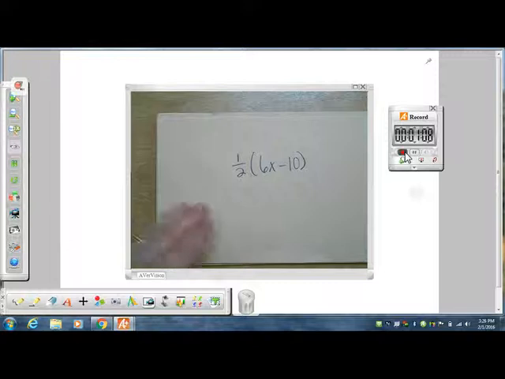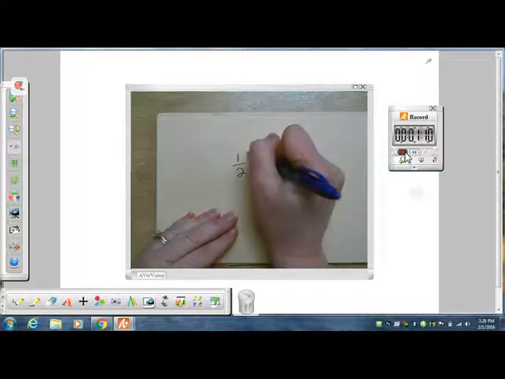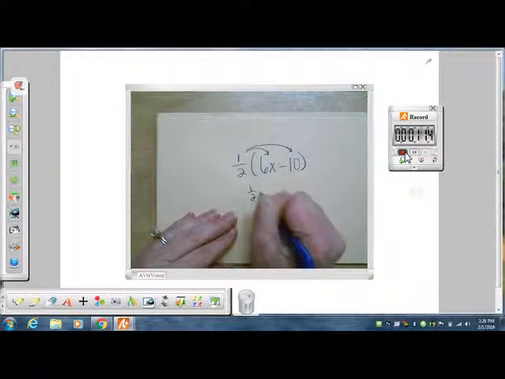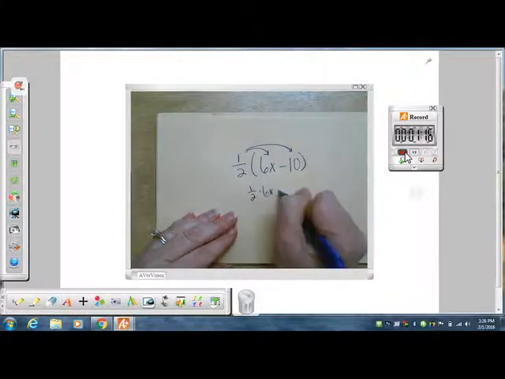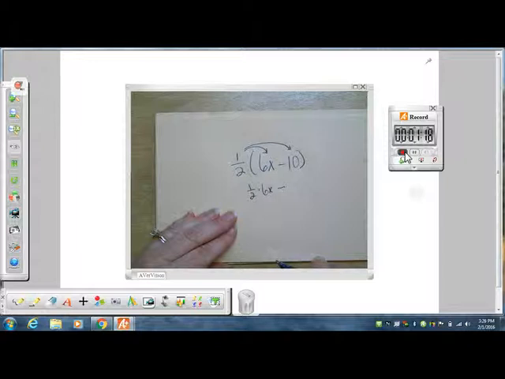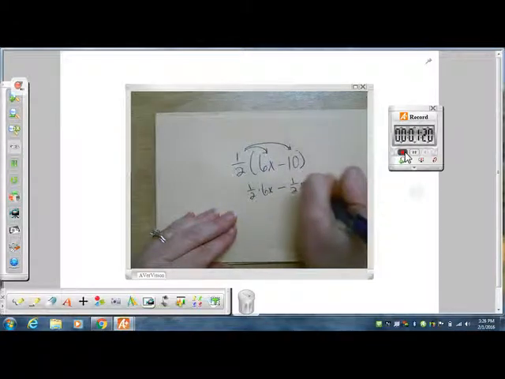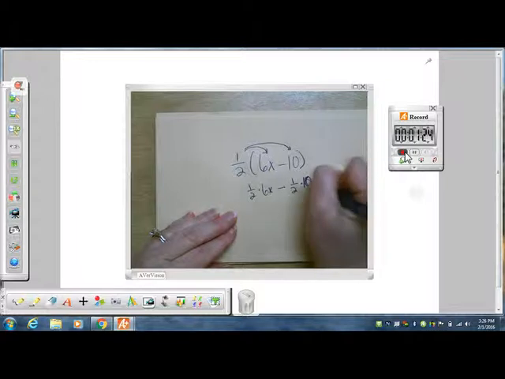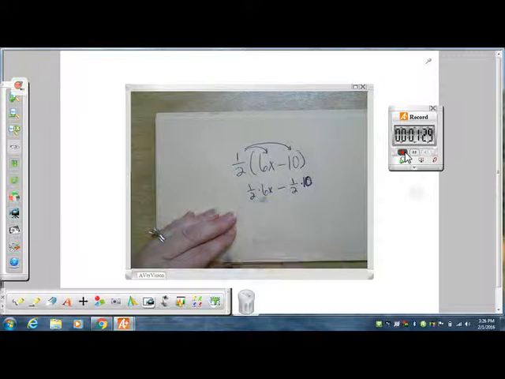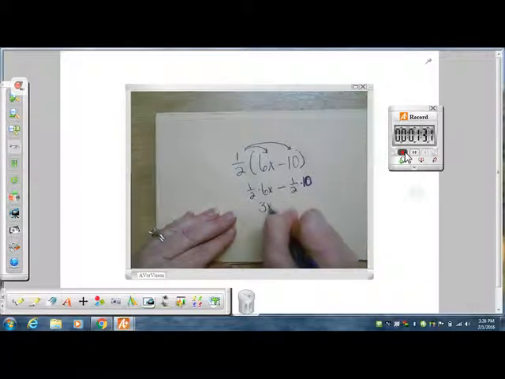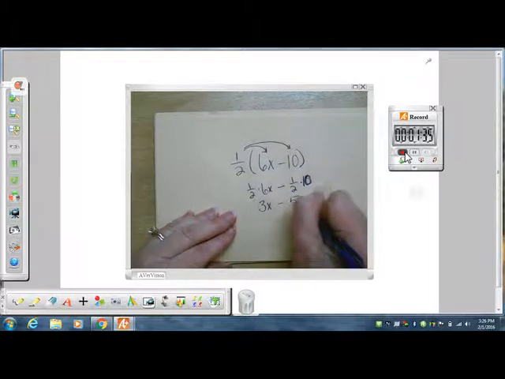So here's another one. This one has a fraction. But again, we can distribute that in. I can take 1/2 times 6x minus, because there's a subtraction sign in between, 1/2 times 10. Sorry, I almost gave it away there. That's a 10. Well, half of 6x, we can figure out what half of 6 is. That's going to be 3x minus half of 10, which is going to be 5. So this becomes 3x minus 5.